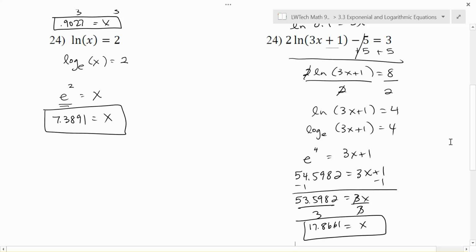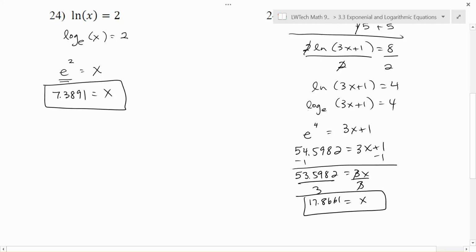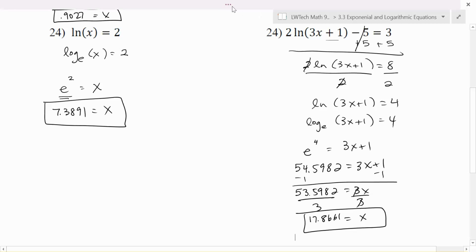So again, ln is just log base e, or if you see e to a power and you're switching it to that log form, then we can use the ln button on the calculator instead of the common log button.